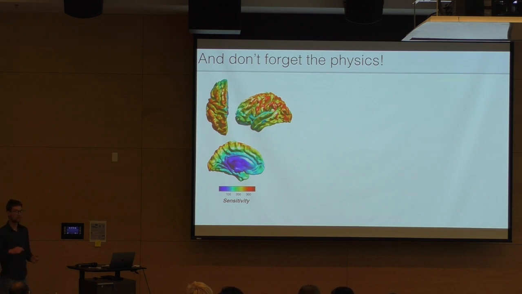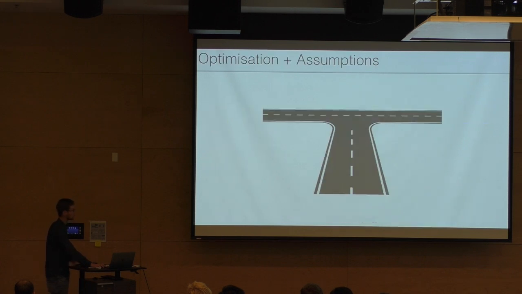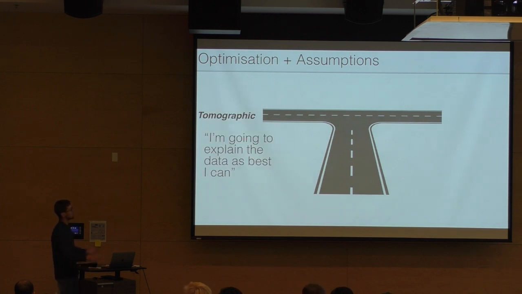Magnetic fields follow the inverse square law, which basically means that as you get further away from a source, it drops off at 1 over the distance squared. So you can see deep brain structures here, like the hippocampus, are really hard to image just because we're less sensitive to them. So with all these problems in mind, you have to introduce some kind of assumption, an optimization, and you can take two routes here.